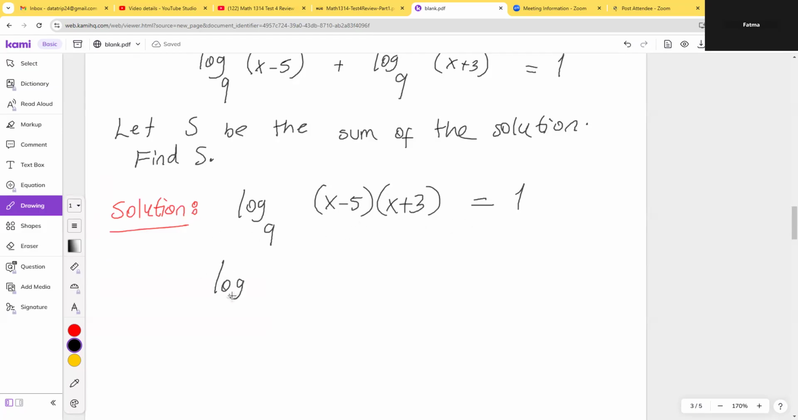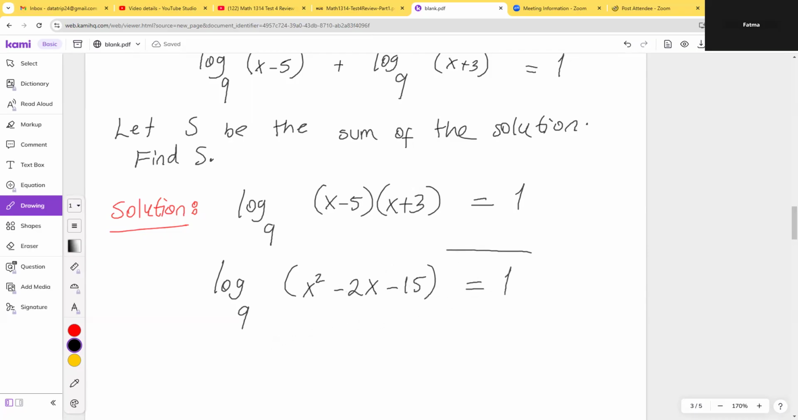I'm going to keep organizing it, log base 9. And then we're going to distribute x minus 5 and x plus 3 here. X times x is x squared. X times 3 is 3x, but then I will have a negative 5x here, which will make a total of negative 2x. And then negative 5 times 3 is negative 15. And this is still equal to 1.